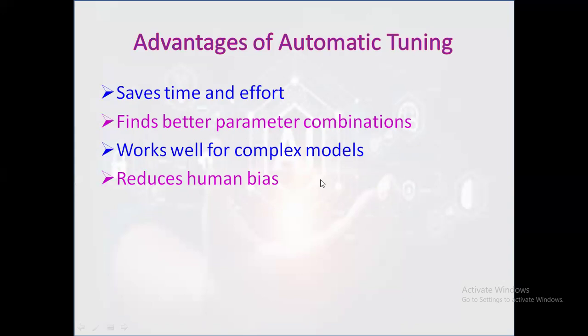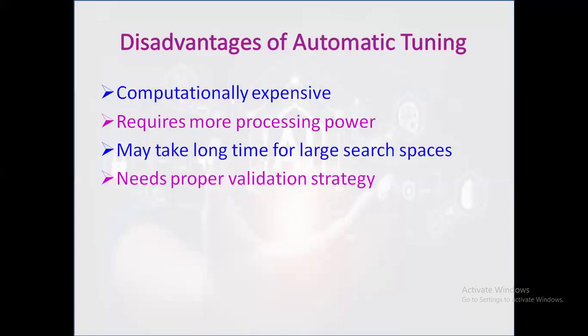Everyone knows it reduces human bias. Automated methods rely on objective search strategies rather than personal intuition, leading to more reliable optimization. Even though it has advantages, it too has some disadvantages. It is computationally expensive. Automatic tuning often requires training dozens or hundreds of models, consuming significant computational resources.